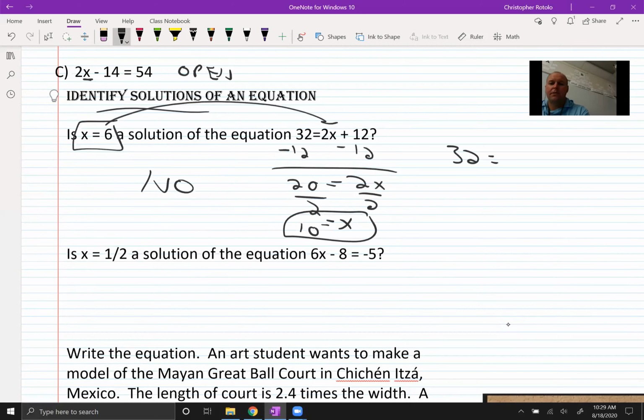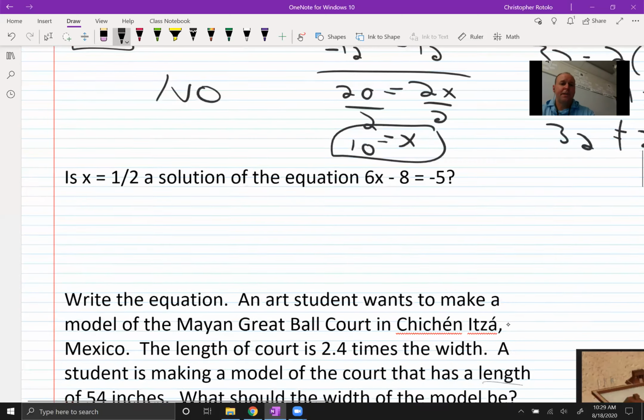All right, other option is I want to take that 6 and plug it in like we were going to. So 32, 2 times 6 plus 12. So that's 12 plus 12. That's 24. And is 24 equal to 32? No. So it would be false. Or it's not a solution.